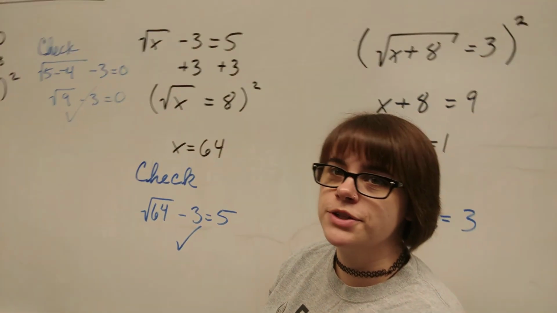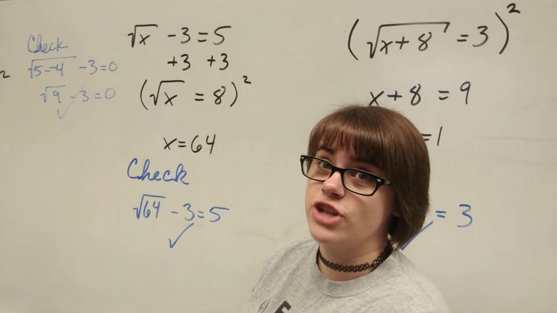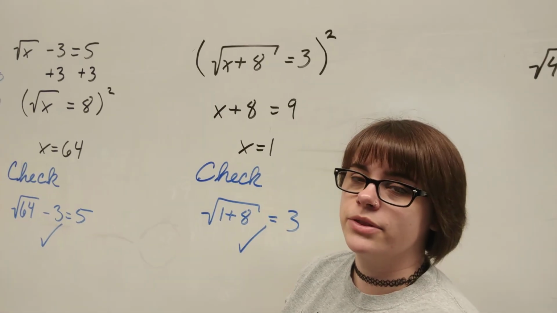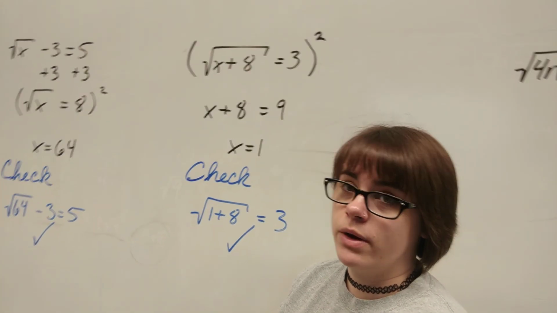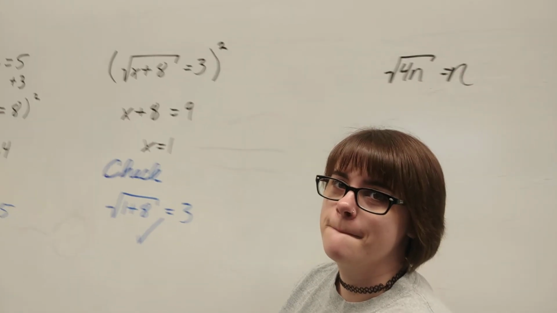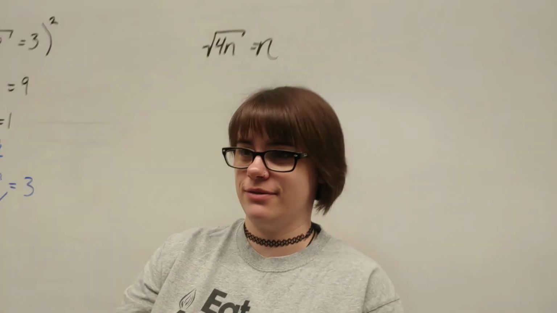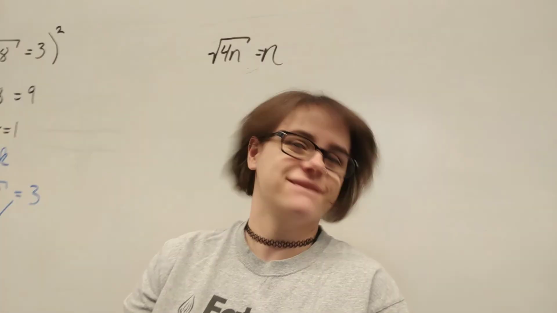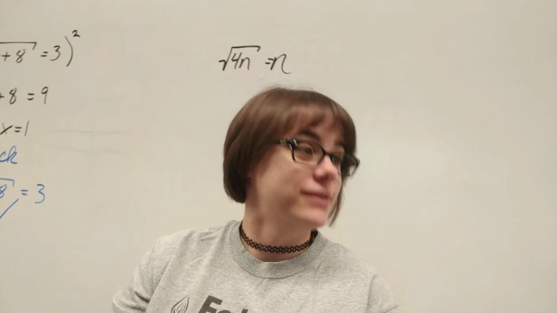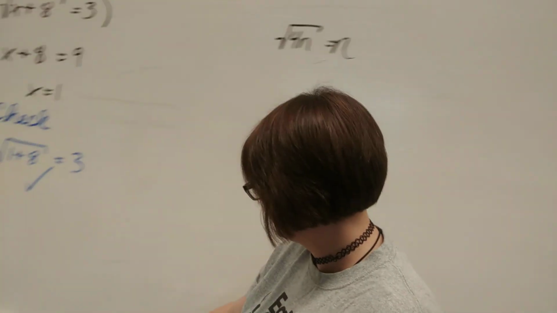Okay, so on the first one, I added 3 to get the radical by itself. I squared it, and I got 64, and then I checked it. On number 3, I squared everything, I subtracted 8, and I checked it. What do you guys think we're going to do first? Nope, we gotta deal with that radical. Yeah, let's square everything.